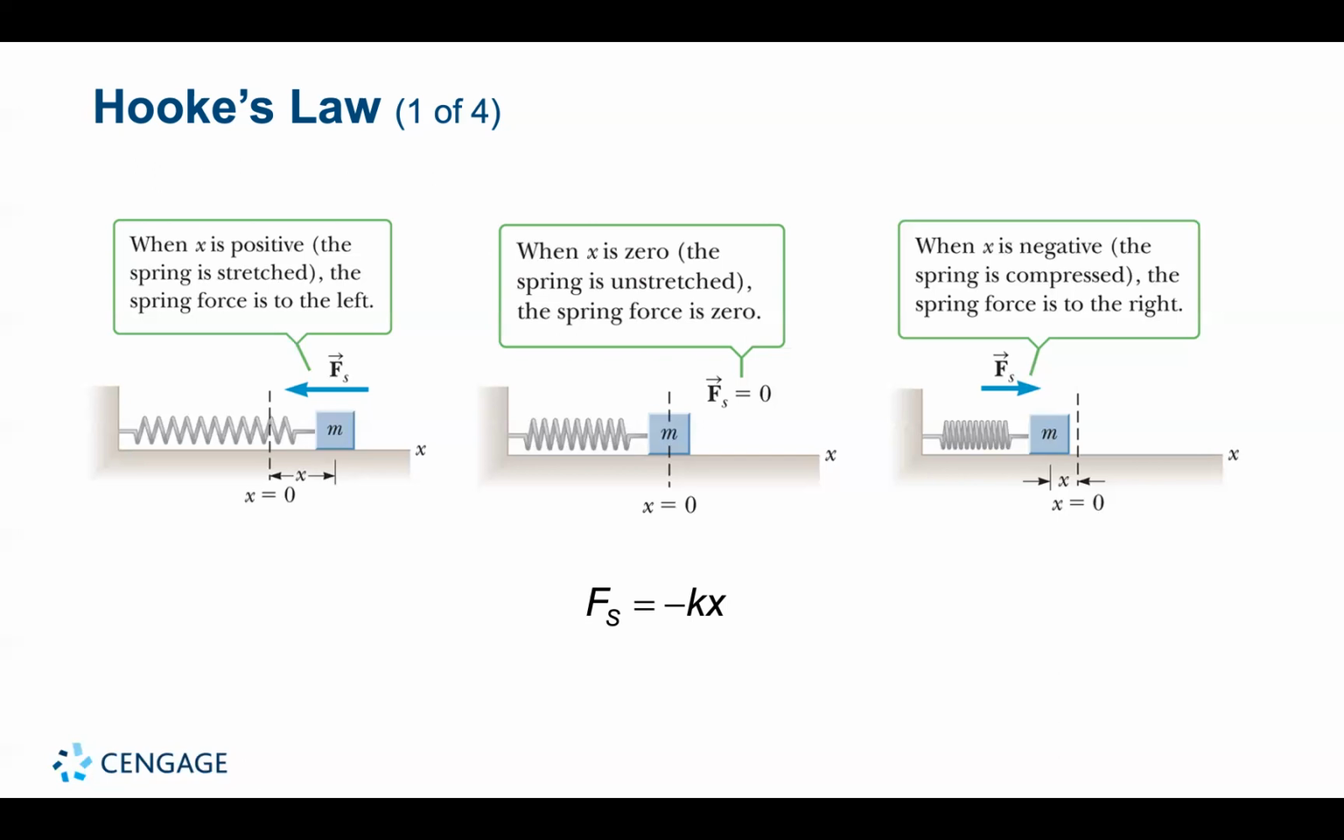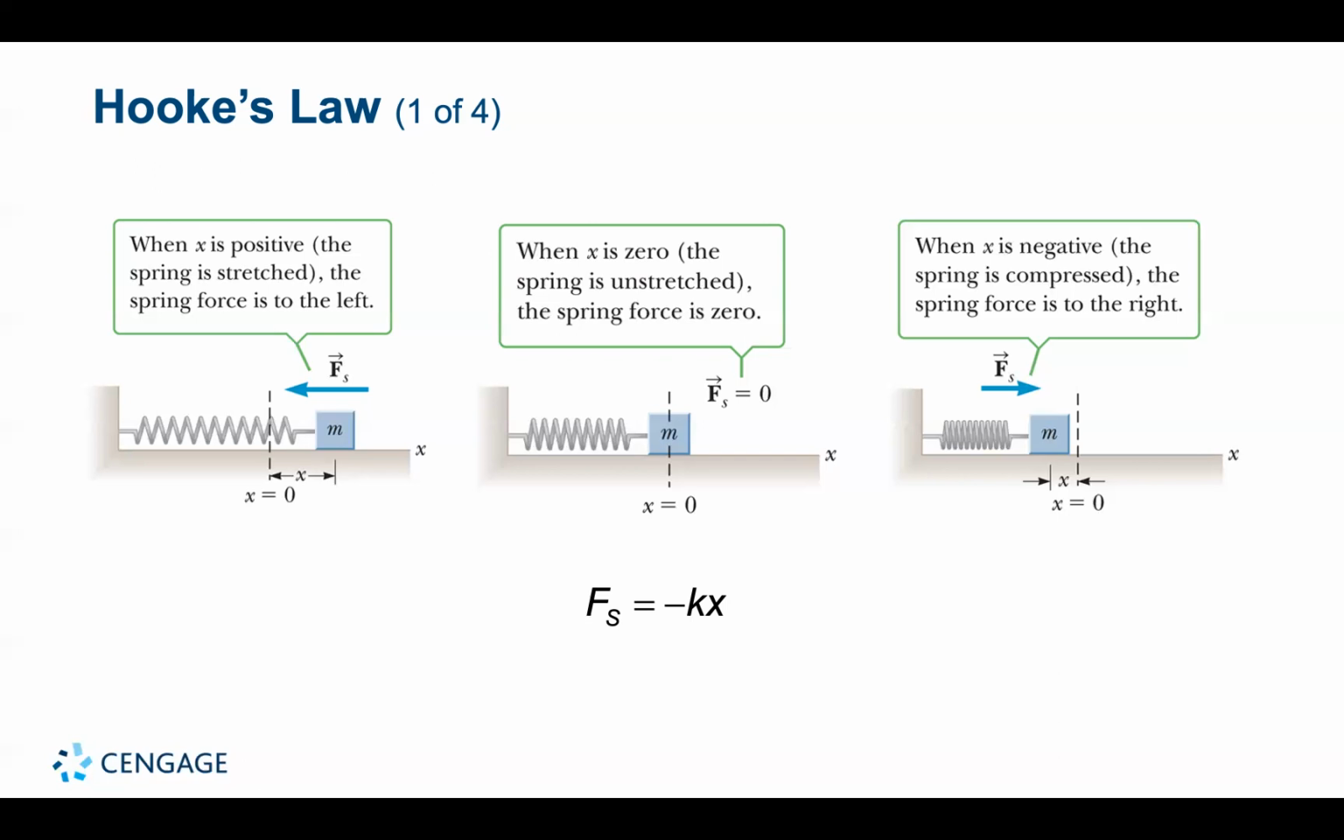Notice the negative sign in the equation. It means that the force exerted by the spring is always directly opposite the displacement of the object. In the figure on the left, the block is to the right of the equilibrium position, so x is positive and F sub s is negative. This means that the force is in the negative direction, to the left. In the middle figure, the object is to the left of the equilibrium position, so x is negative and F sub s is positive, indicating that the direction of the force is to the right. Of course, when x equals 0, as in the right-hand figure, the spring is unstretched and F sub s equals 0.